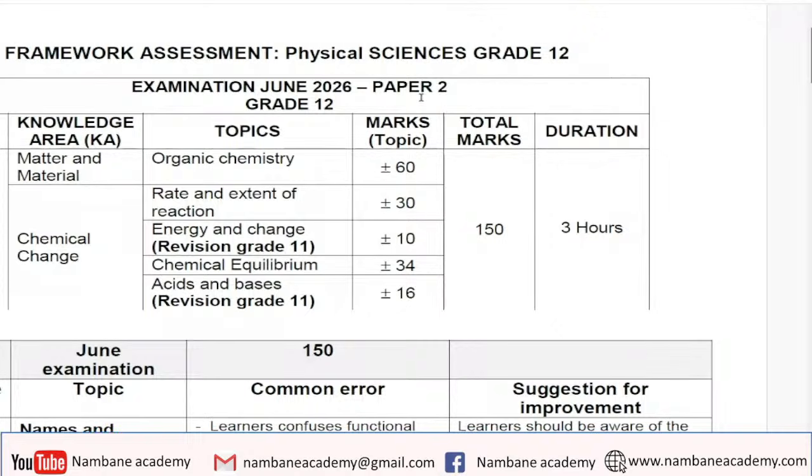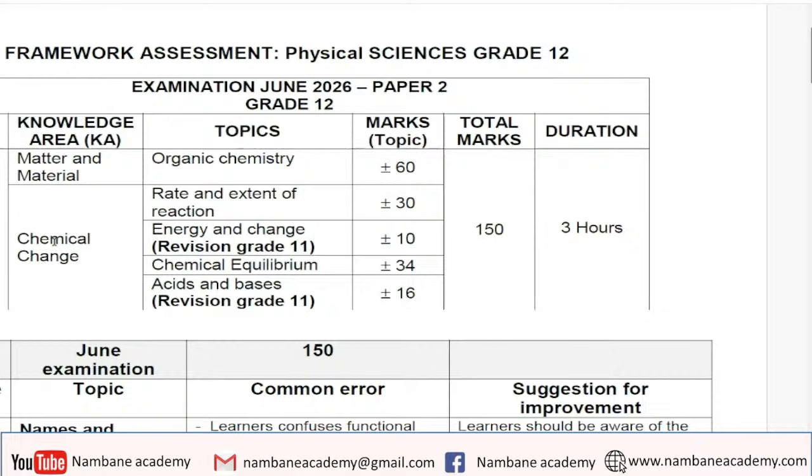Then, when it comes to paper 2, these are the knowledge areas that we must know. 1, matter and material, that is organic chemistry, plus or minus 60 marks of the paper, 150, will be on organic chemistry. And we know under organic chemistry, that is where we have IUPAC naming, that is nomenclature. And then we also have physical properties, and we also have organic reactions.